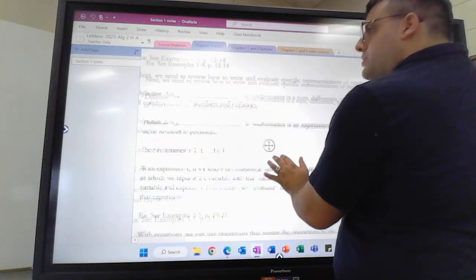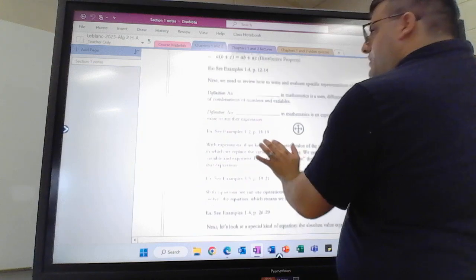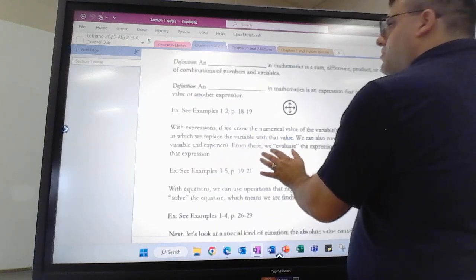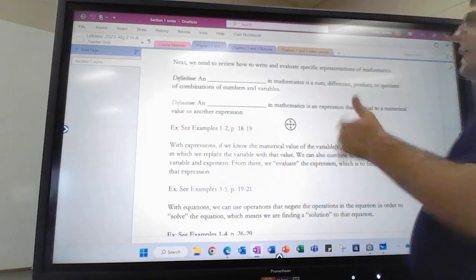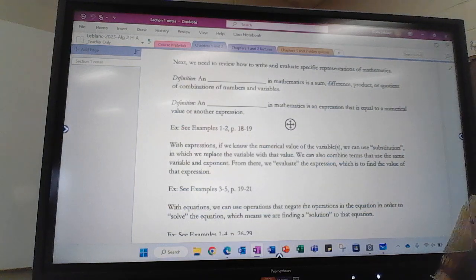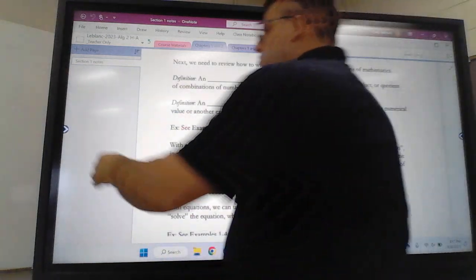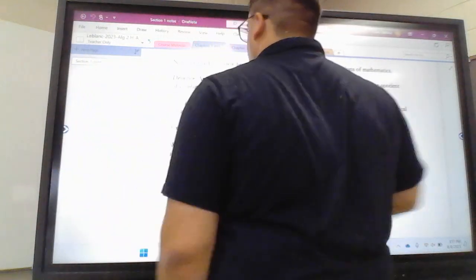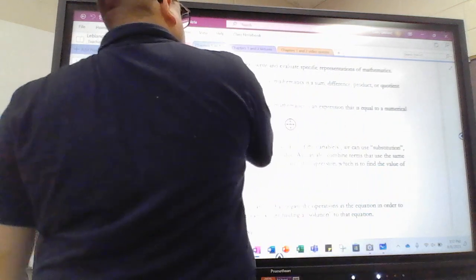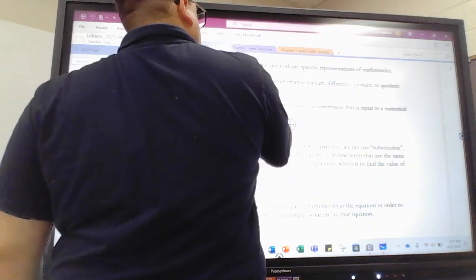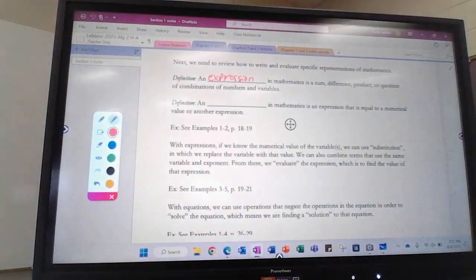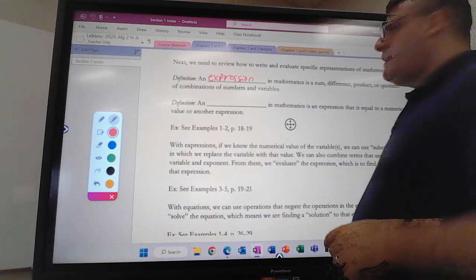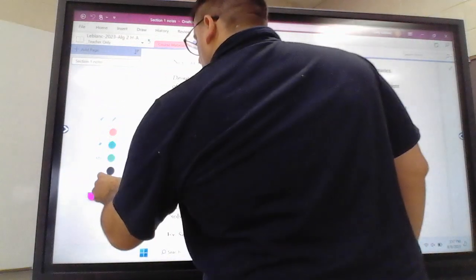All right. So now that we know different types of numbers, we also need to make sure that we know how to write and evaluate specific representations of these numbers. Okay, we'll start with what's called an expression. So an expression in mathematics is a sum, difference, product, or quotient of combinations of numbers and variables.